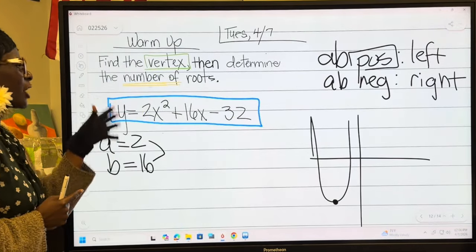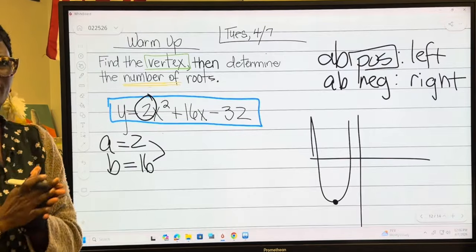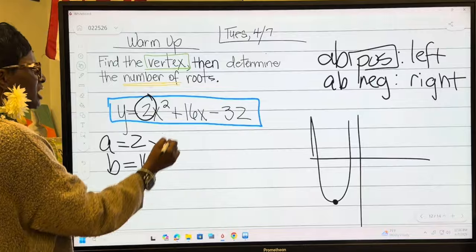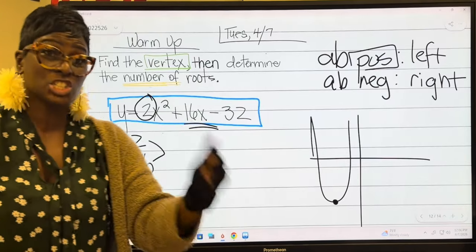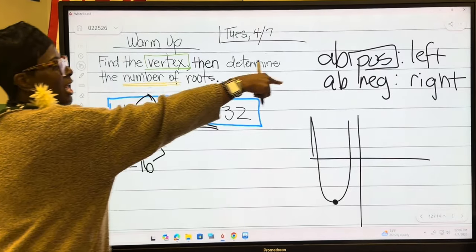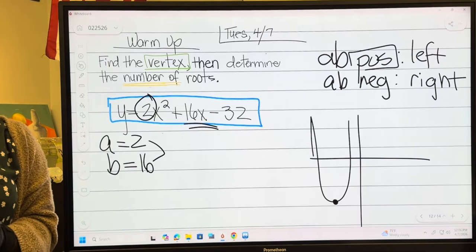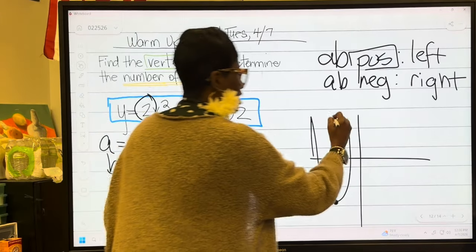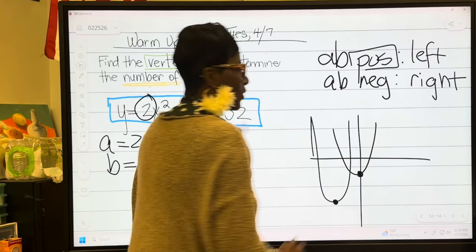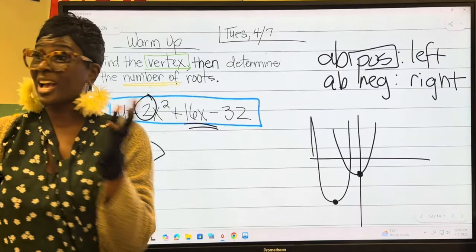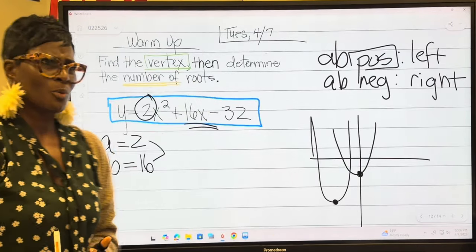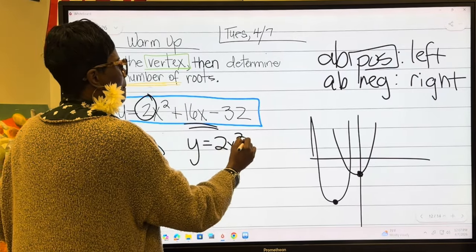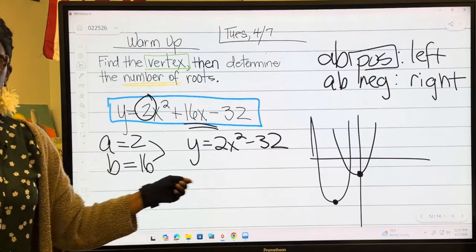What can standard form give me? It gives me my A, which gives me my concavity. How wide, how narrow, right? Up or down, right? What else does it give me? B tells me that there is a shift, but A times B tells me which way it shifts, right? If there is no B, if there is no X term, guess where this thing is sitting? It's sitting right on the y-axis, right? Because it didn't shift left nor right. So if there is no B, if this would have said y equals 2x squared minus 32, is there a B? No.